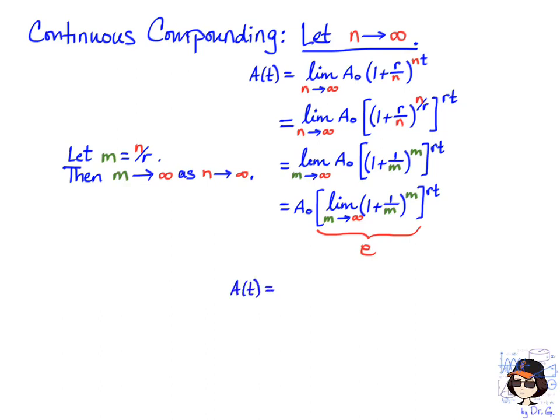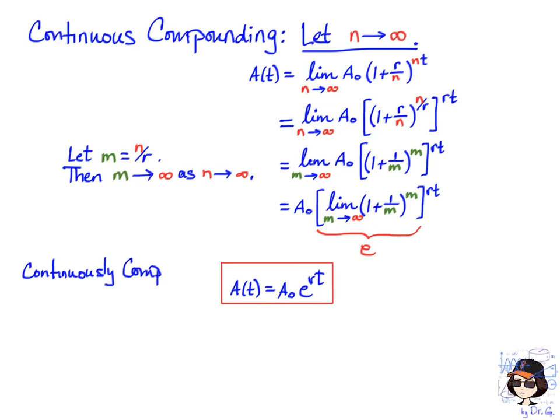And so now the formula looks like this. A of t is equal to the initial investment, A naught, times e to the rt. A nice, simple, clean formula. And this is called the continuously compounded interest formula.